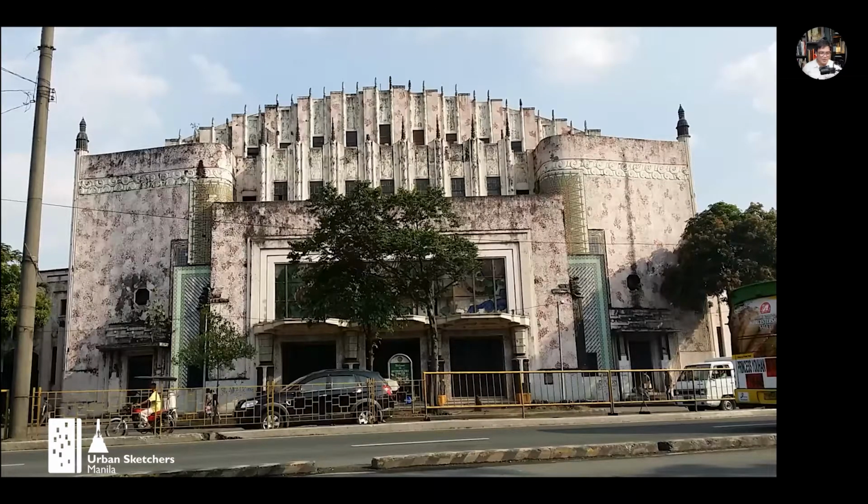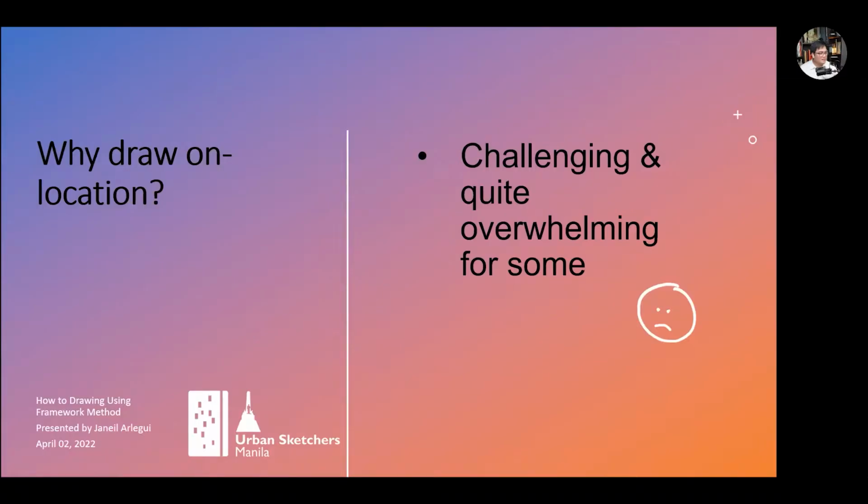When I took a camera shot of this building, even the camera has limitations of angle, right? You have to take multiple pictures in order to fully photograph the entire thing, or stitch them together. This is roughly about 60 degrees, I guess. So it's challenging and quite overwhelming for some. You don't know where and what to start. That's the biggest problem here. What to look for is another thing. This is one of those struggles that I had.